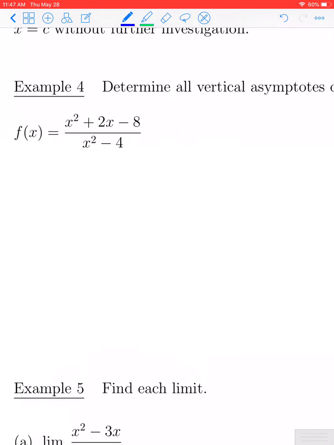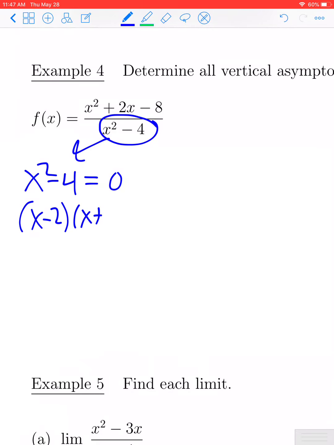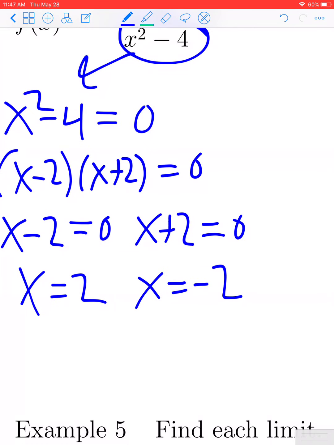For example, in number 4, they want us to find all of the vertical asymptotes of this function. We're going to start off in the same place we did before. I would need to take the denominator and set it equal to 0. I can factor this. Set each factor equal to 0. And so there's two values of x that make the denominator equal to 0. Those values are x equals 2 and x equals negative 2.